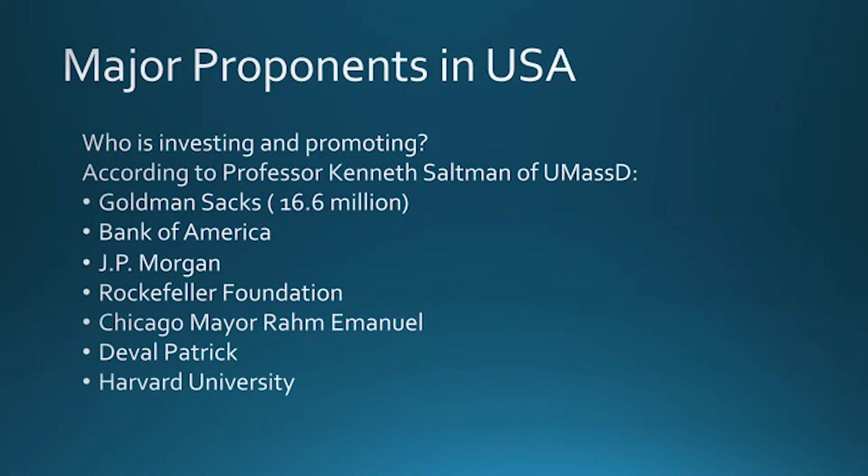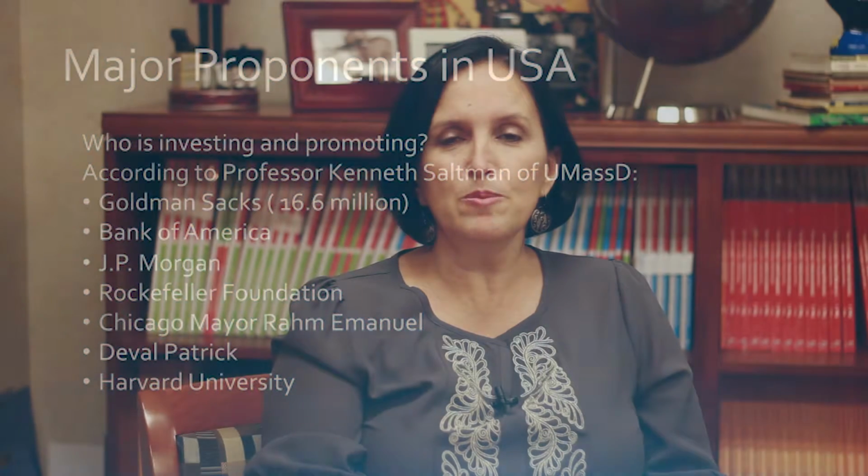Let's go back to the philanthropists, the major proponent in the USA. Who is investing? Who is promoting Pay for Success? According to Dr. Kenneth Saltman of UMass Dartmouth, Goldman Sachs is one of them. They have invested $16.6 million. Bank of America is another. JP Morgan is another one. The Rockefeller Foundation, no surprise there. Chicago Mayor Emanuel, Deval Patrick, as we mentioned before, and Harvard University.